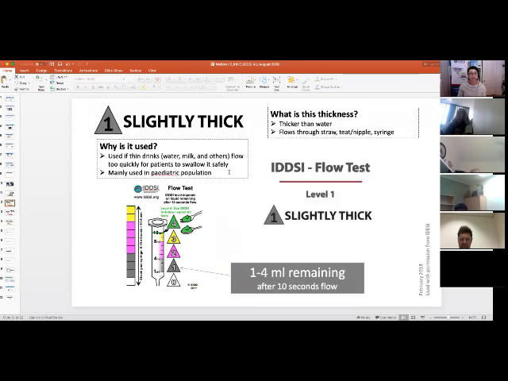The slightly thick level, this thickness level is thicker than water. It flows through a straw, teat, nipple or syringe. It's used if thin drinks flow too quickly for patients to swallow it safely. It's mainly used in the paediatric population and is the thickness level roughly of anti-regurgitation formula.